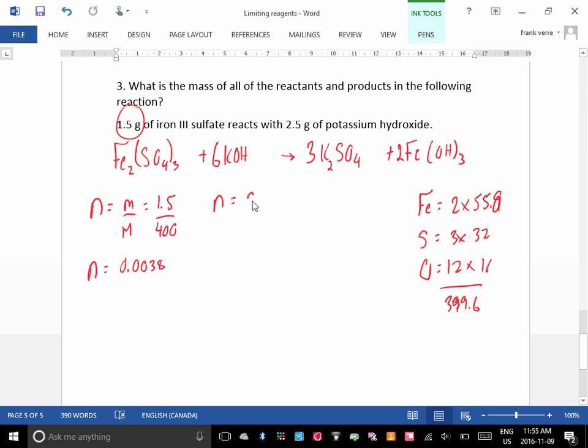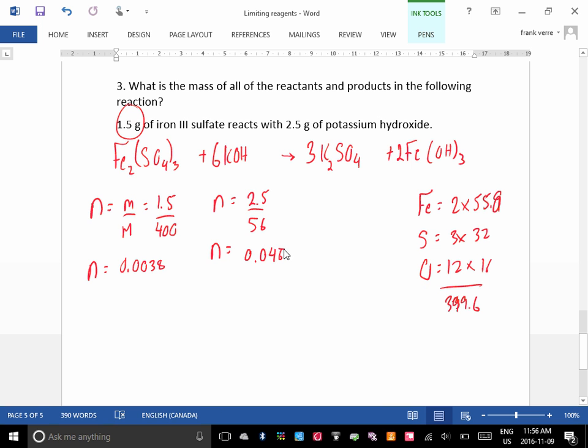So we use 2.5 grams. Potassium hydroxide is 1 potassium, 1 oxygen, and 1 hydrogen. Hydrogen is 1, oxygen is 16, that's 17. Potassium is 39. So 17 plus 39 is about 56. So how many moles is 2.5 grams of potassium hydroxide? 0.046.